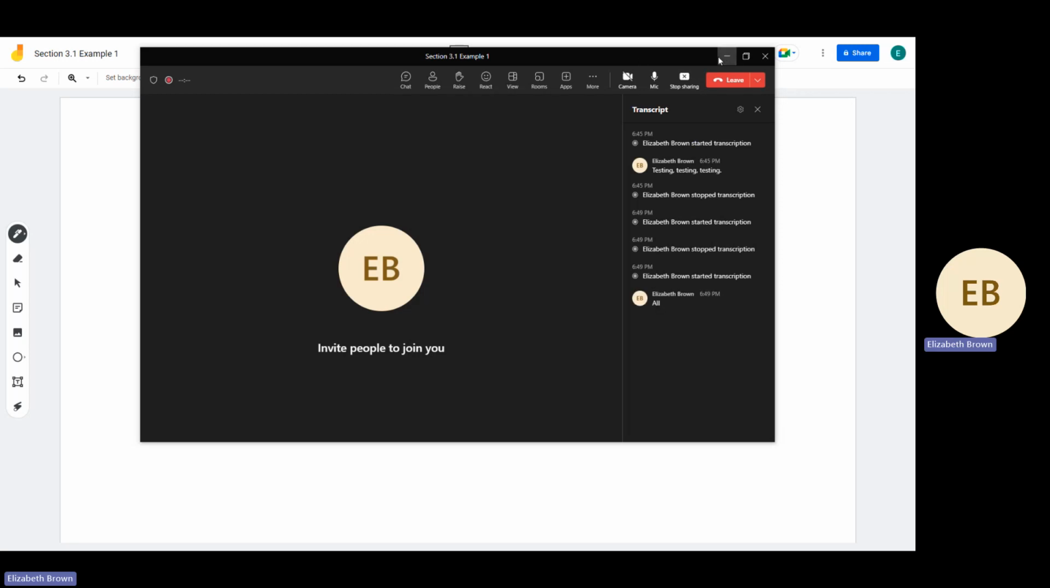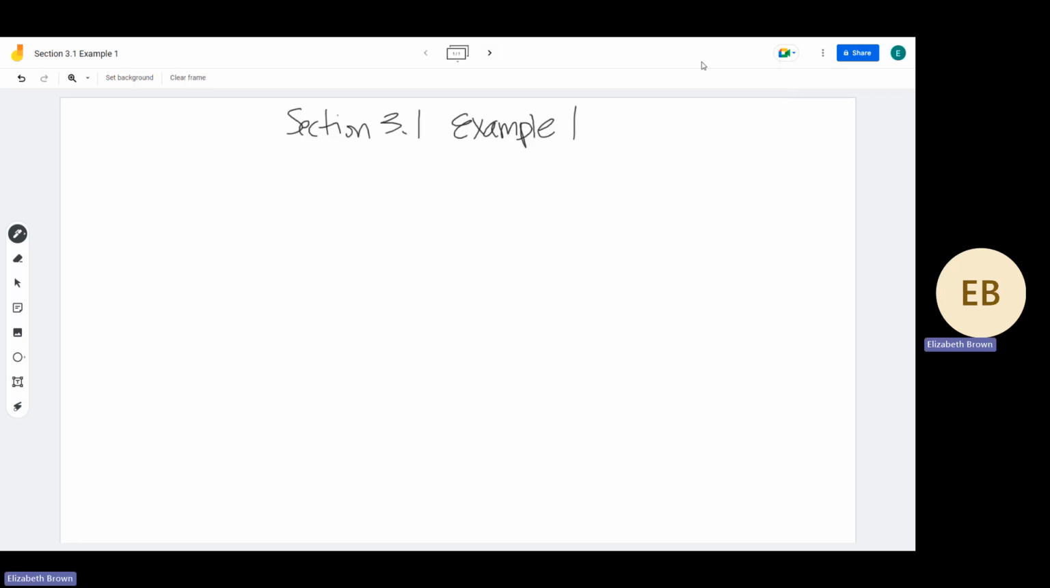All right. This is section 3.1, example 1. As a reminder, section 3.1 is about tangent lines. And what we previously learned is the definition of the slope of a curve at a single point. So let's write that down as a reference before we try the example.